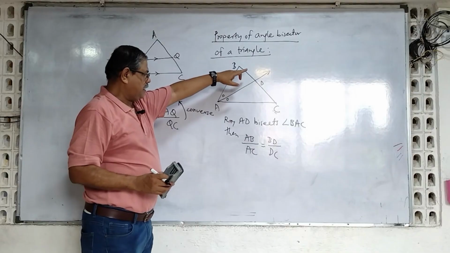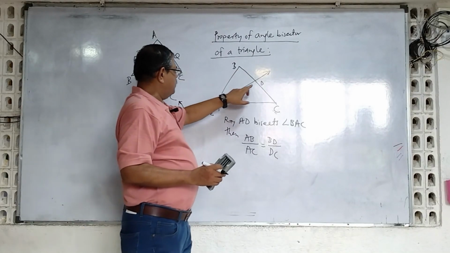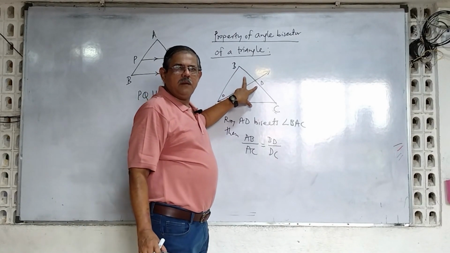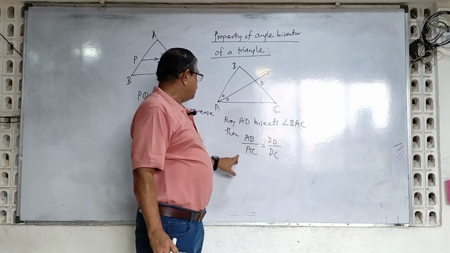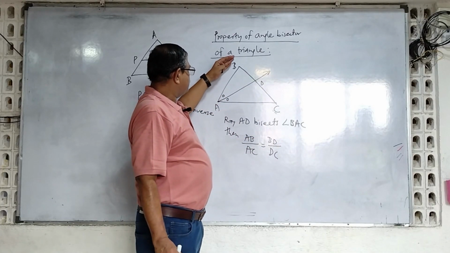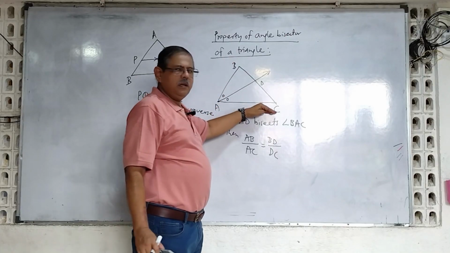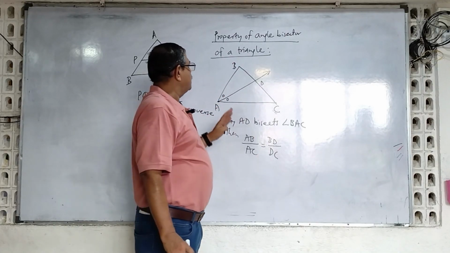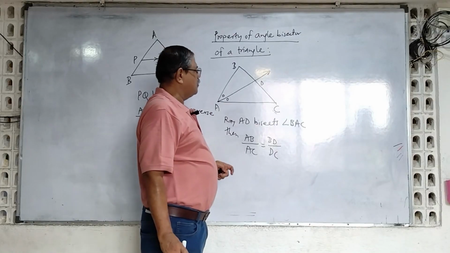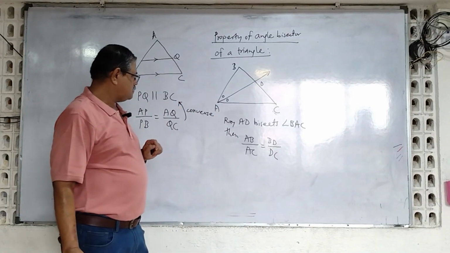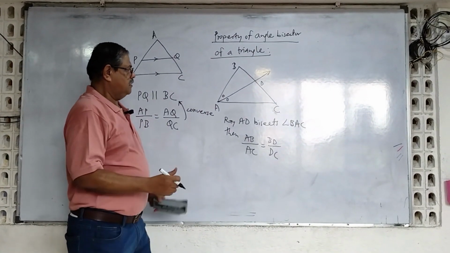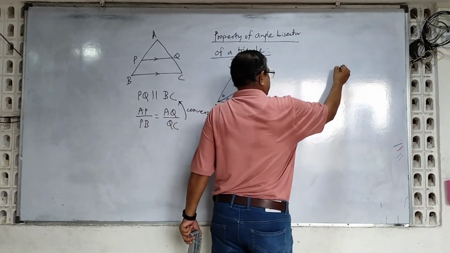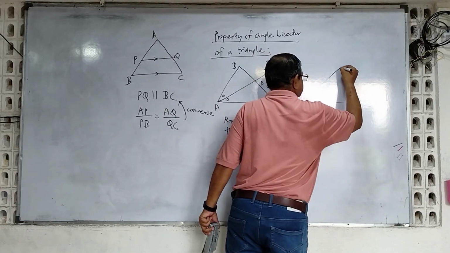Ray AD bisects angle BAC. Because of that, you get two parts of the side BC. One is BD and the other is DC. Their ratio is equal to the corresponding sides, AB upon AC. This is the angle bisector property of a triangle. Copied? Yes.